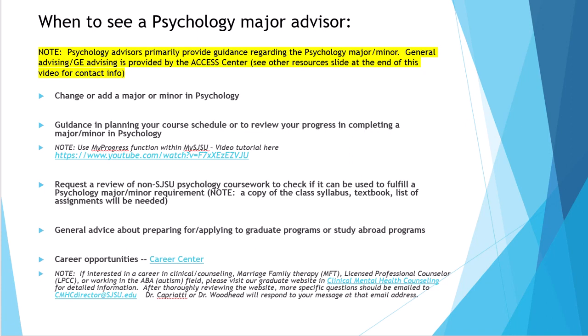Now, just one thing you should know is that all of the classes that you've taken at a community college are lower division classes. So they would only be used to fulfill lower division major or minor requirements. The majority of the courses required in your major or minor in psychology will be upper division classes. Those have to be taken either at San Jose State or at an equivalent four-year university.